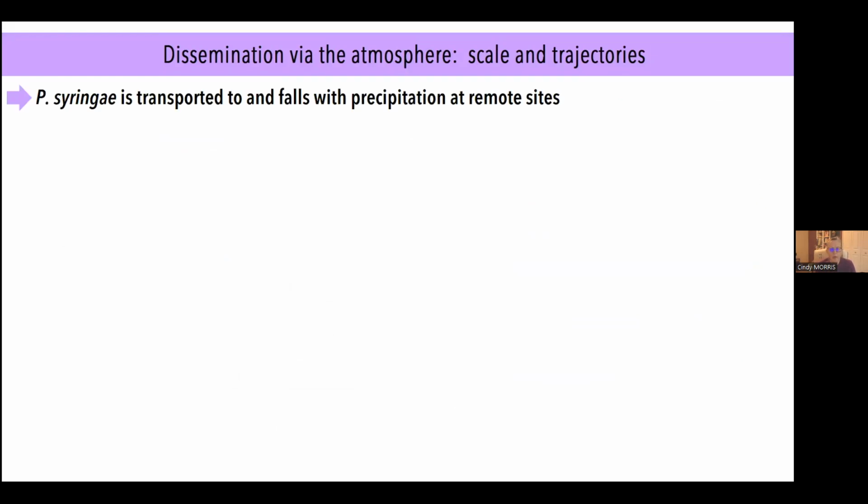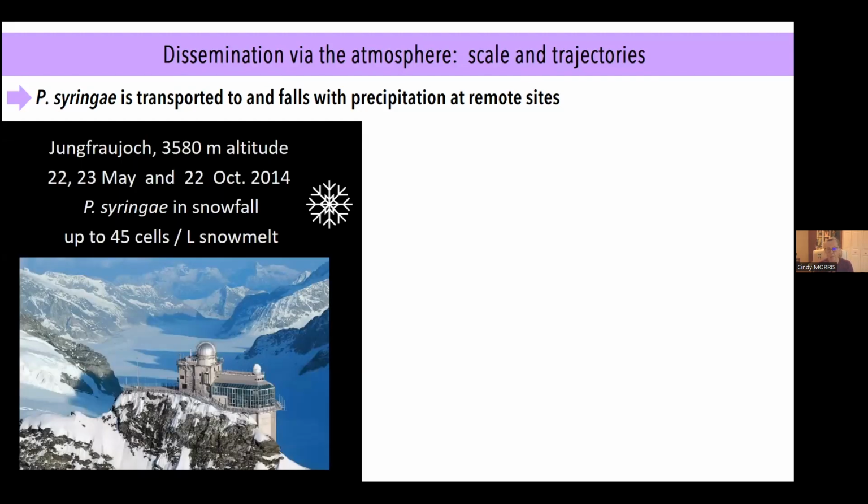So we know that Pseudomonas syringae is transported to and falls with precipitation at remote sites. We know that from collecting rain and snow, that Pseudomonas syringae falls with the precipitation, but very, very far. And the most incredible collection we did of Pseudomonas syringae was at the Jungfraujoch site in Switzerland, which is at 3,580 meters of altitude.